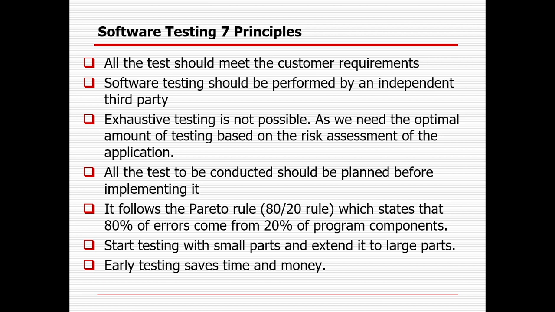Start testing with a small part and extend to a larger part. We need to start with the smaller part, unit testing, then system integration testing, then end-to-end testing. All this should happen. Once your product is stabilized, then you can go for regression testing. In case you find anything, other testing like performance testing you can do. Early testing saves time and money. If you start testing as early as possible, you can identify the error, and definitely it will help you to fix the defect early, and it will save cost throughout your life cycle.